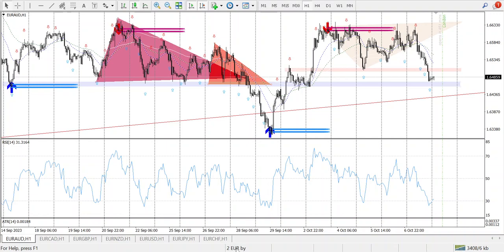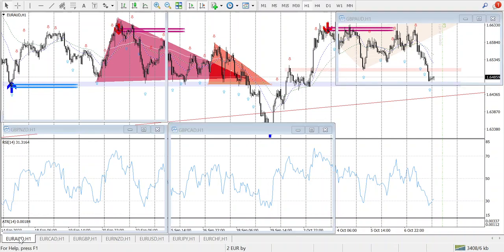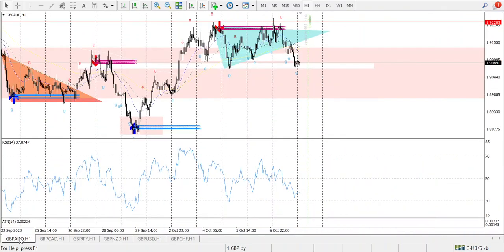Euro AUD. So I will compare Euro AUD with GBP AUD. It's a time consuming process, but it's worth it. Okay, GBP AUD is also in this range only.